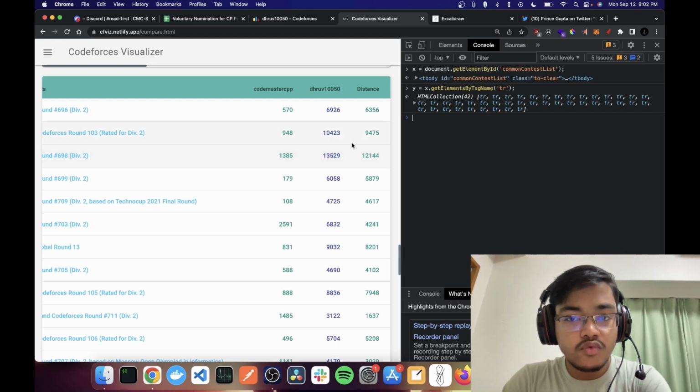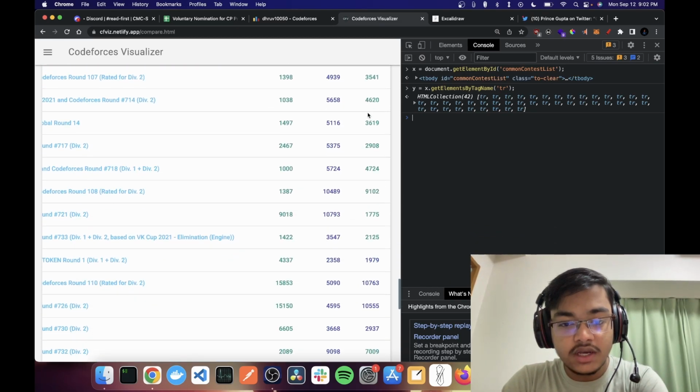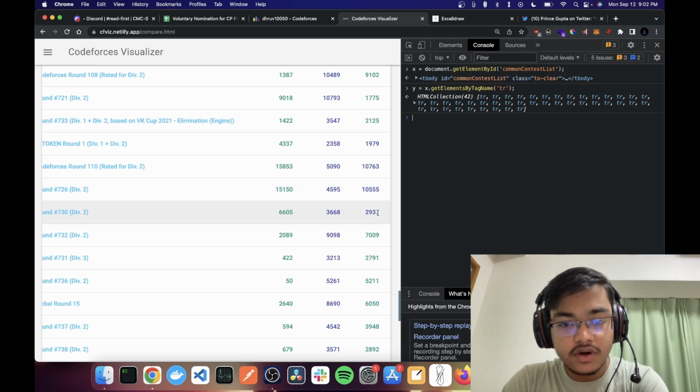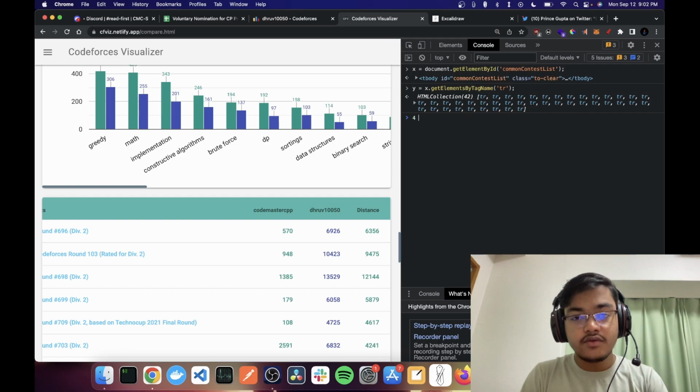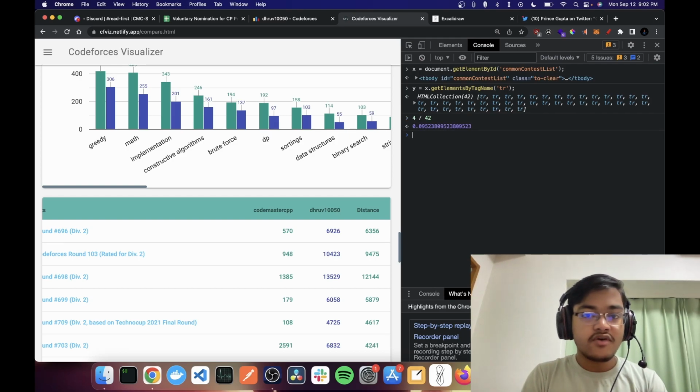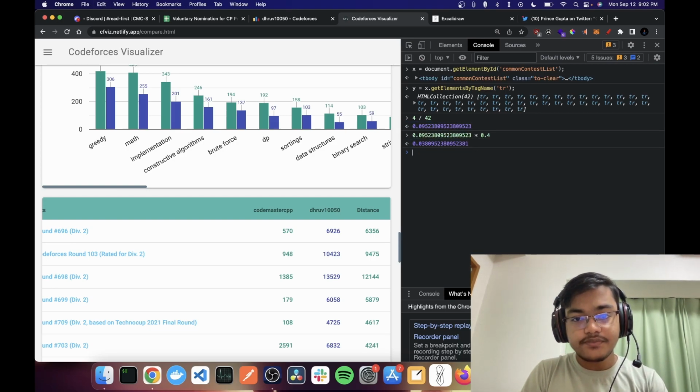So 42 common contests, and how many have you won? 1 2 3 4. All right, so 4 out of 42, that's 0.095, and I'll give you a score of 4 out of 10. So this multiplied by 0.4, okay, and -1 for what? For not having an AtCoder profile.